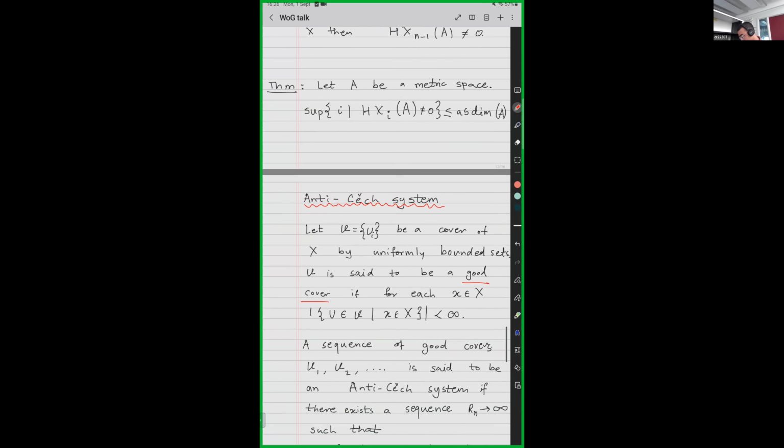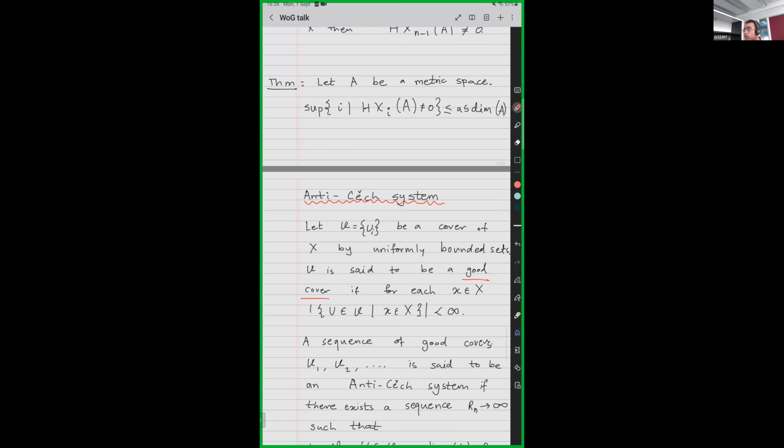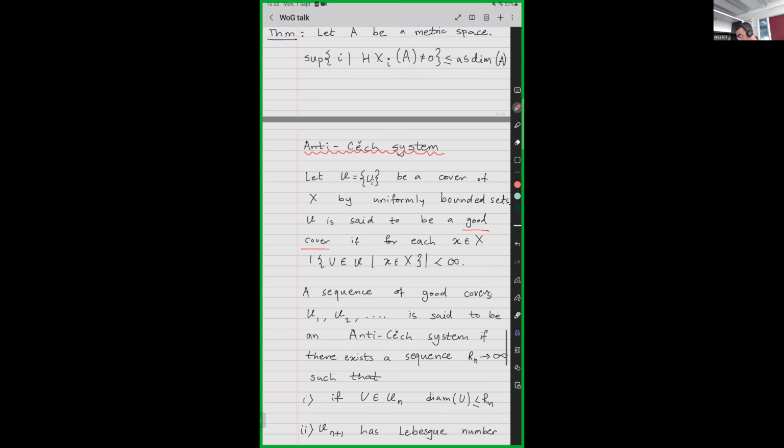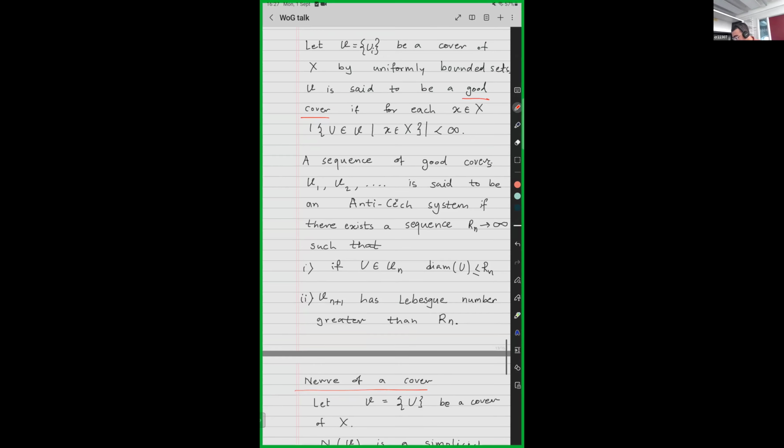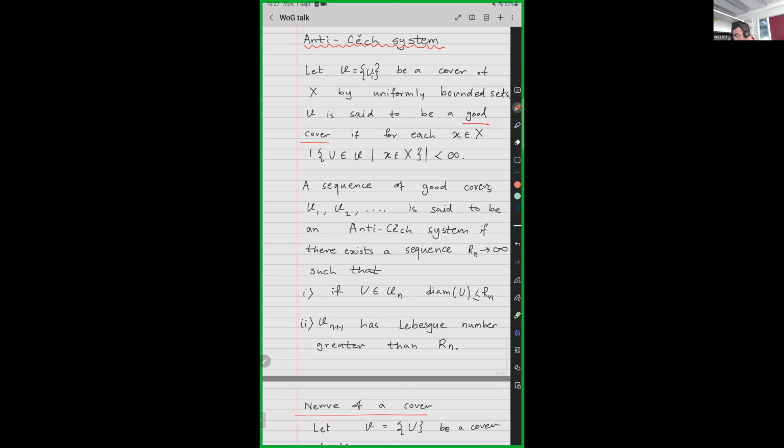Okay. And so, to compute coarse homology, I'm going to tell you a technique, and I'm going to introduce something called an anti-Čech system. It is a sequence of covers of your space X, such that each cover is uniformly bounded, but the bounds on those covers tend to infinity. And all of these covers are the so-called good covers. So it means that any point is in only finitely many sets in this cover, right?